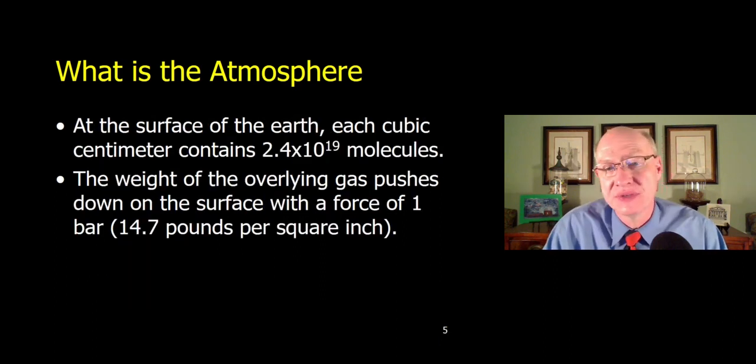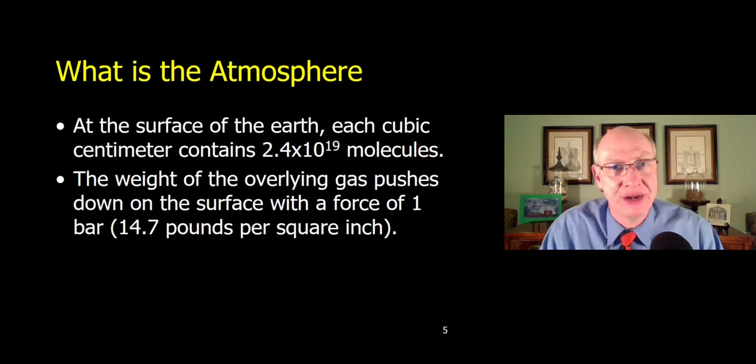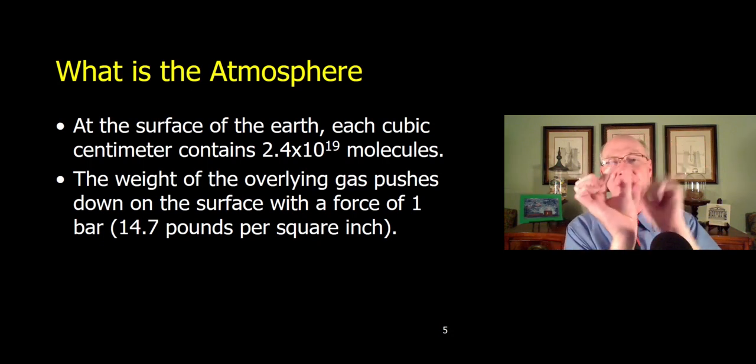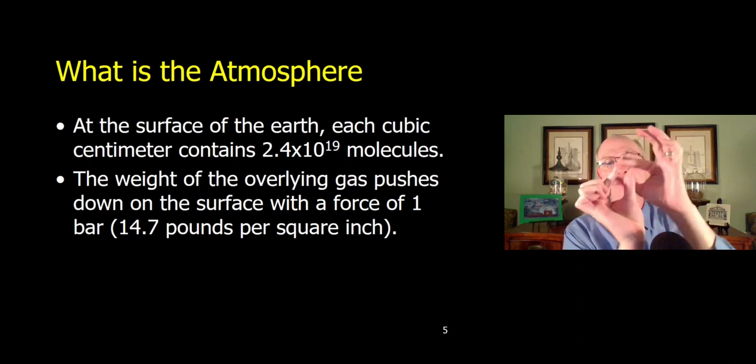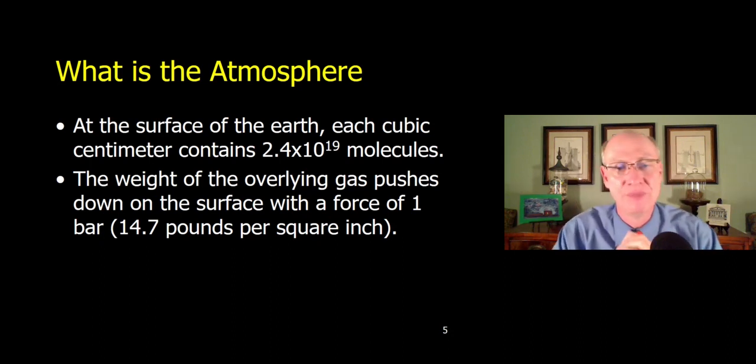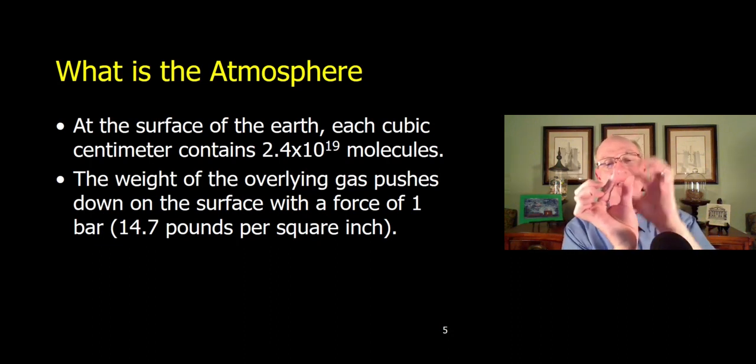Now, here on the surface of the Earth, each cubic centimeter of our atmosphere contains about 2.4 times 10 to the 19 molecules. So let's put that in perspective. A cubic centimeter is 1 centimeter by 1 centimeter by 1 centimeter. So this little box contains 2.4 times 10 to the 19 molecules. 10 to the 12 is a trillion, 10 to the 15 is a quadrillion, 10 to the 18 is a quintillion. So that's 24 quintillion molecules in a little tiny box that is 1 centimeter by 1 centimeter by 1 centimeter.